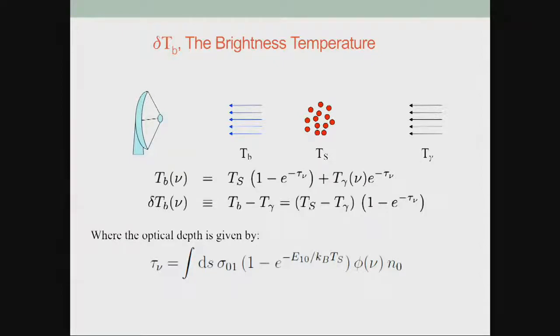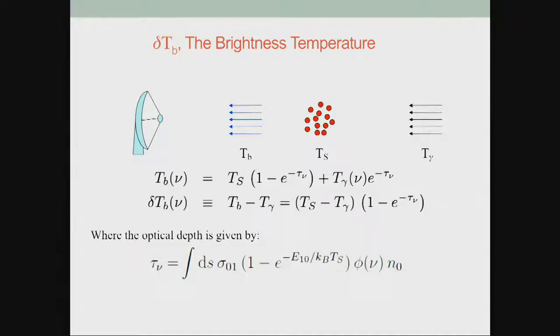Now, the temperature, which means the intensity, the number of photons that get to your telescope from the CMB, travels through some cloud, and this cloud has a certain spin temperature, a certain temperature associated with this transition. Some of this CMB will be absorbed. This is the absorption probability. And some of it will be transmitted. This is the transmission probability. This is what you saw in the previous lecture as the probability for not scattering.